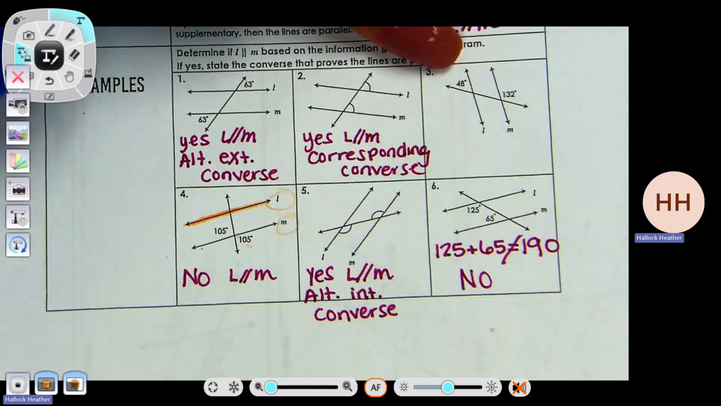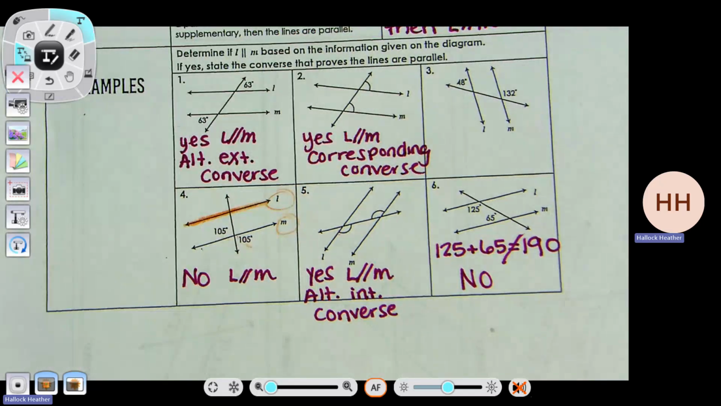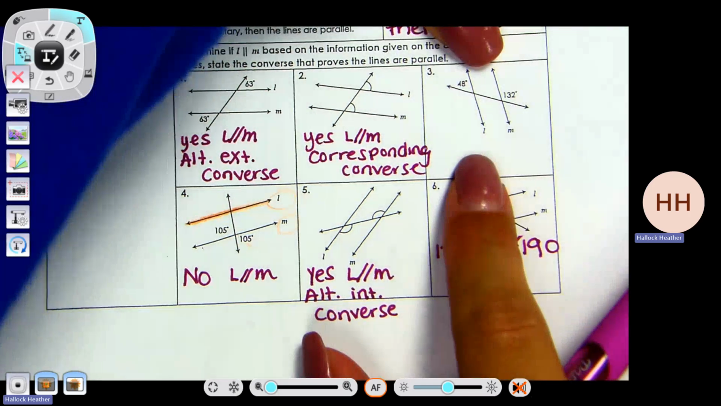For 3, what type of vocab word is this? They're consecutive exterior. I'm going to throw it at you. Ready? 1, 2, 3. That was terrible. Here, just check another one. 1, 2, 3. Oh, okay, there you go. I got one.